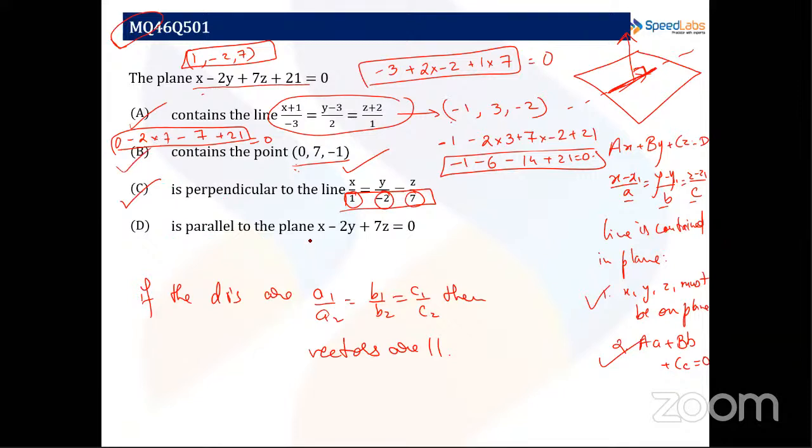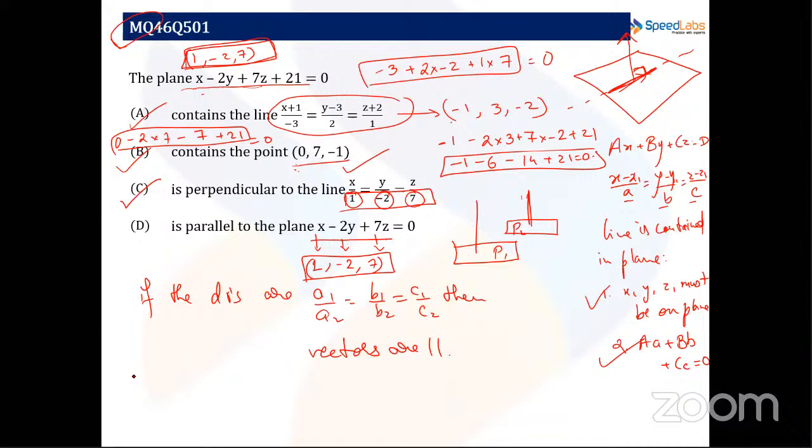Next, it is parallel to this plane. We can see here the direction ratios for planes also. These are the perpendicular to the plane and the direction ratios of this plane are 1, minus 2 and 7. So these two have the same direction ratios. That means if this plane has this perpendicular and the other plane is having the same direction ratios for the perpendicular, that means plane 1 and plane 2 are parallel.